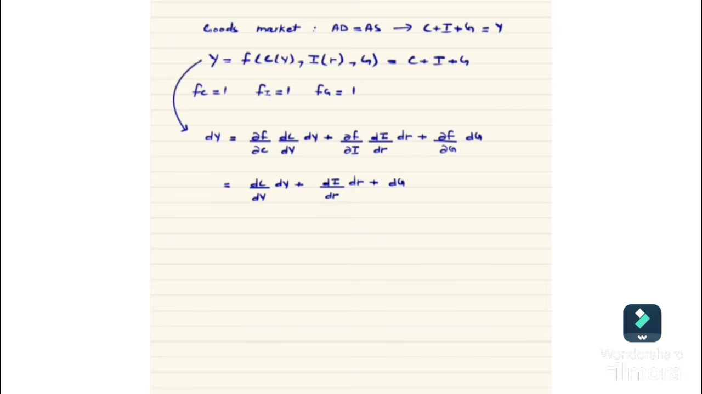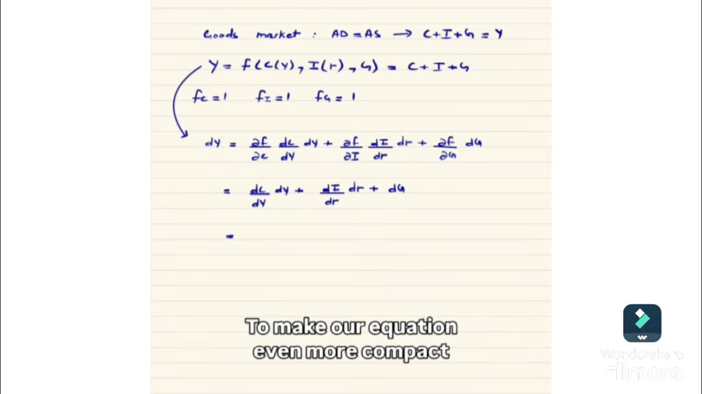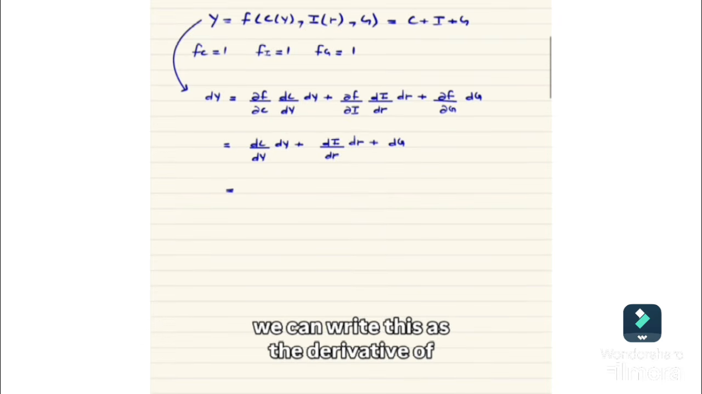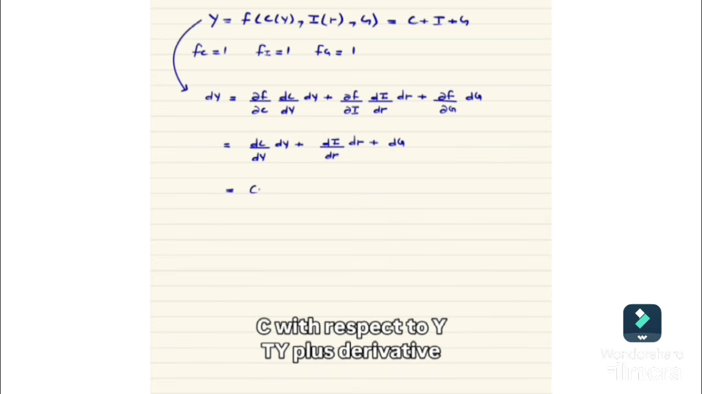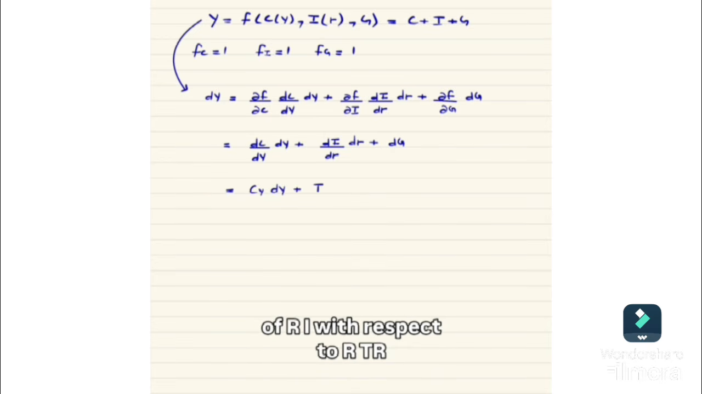To make our equation even more compact, we can write this as the derivative of c with respect to y, dy, plus the derivative of I with respect to r, dr, plus dg.